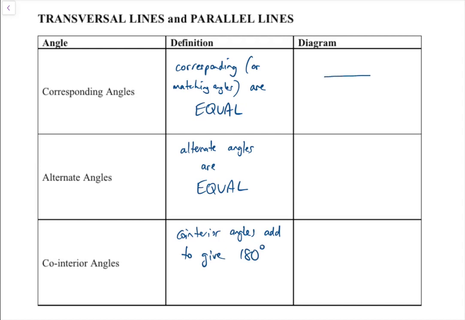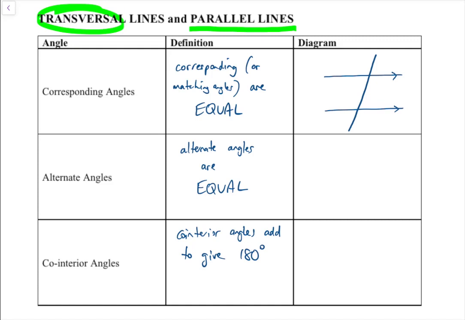First of all, for each diagram we're going to have some parallel lines, and parallel lines are marked as being parallel by putting the little arrowheads on them. They're not parallel unless we have those arrowheads. If I put another line that crosses through them, that line that crosses through them is called the transversal. So I've got two parallel lines and I've got a transversal.